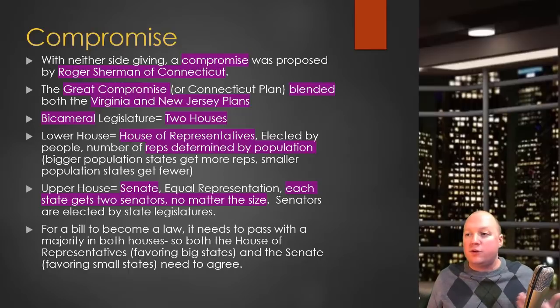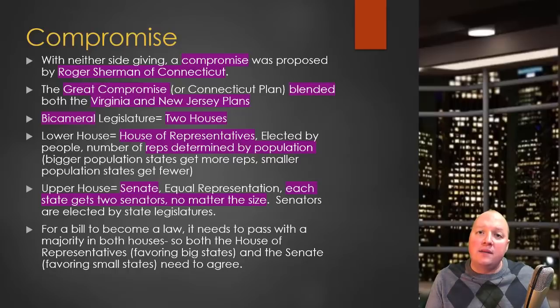So large states, for example, California has the most representatives because they have the most people living there. And then we have small states like Wyoming. There's one representative for Wyoming. Why? Very small population. But on the flip side, the Senate has equal representation. So even though California has the most people in the country, they get 2 senators, just like Wyoming, with a very small population, also gets 2 senators. And the 2 senators from Wyoming are just as powerful as the 2 senators from California. That is why this system works.